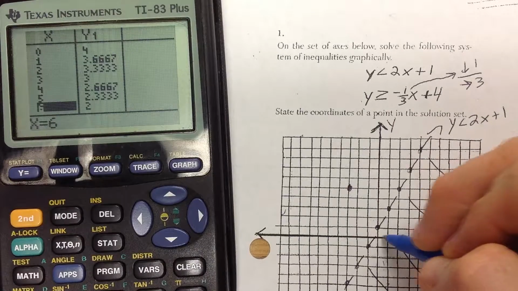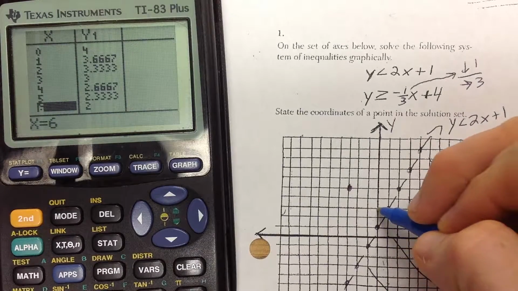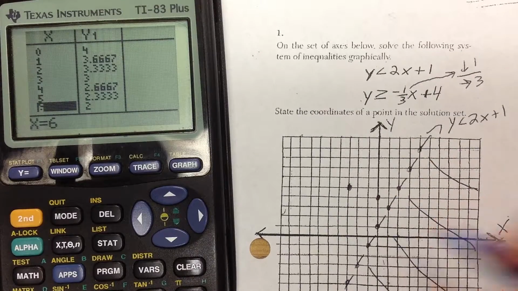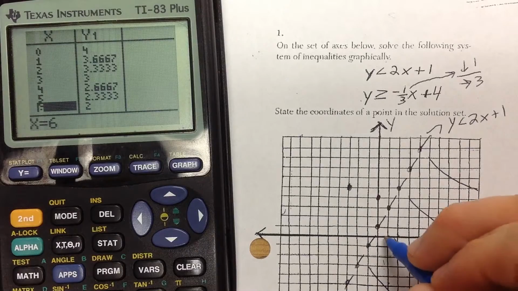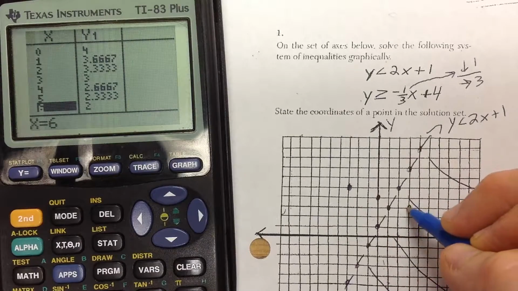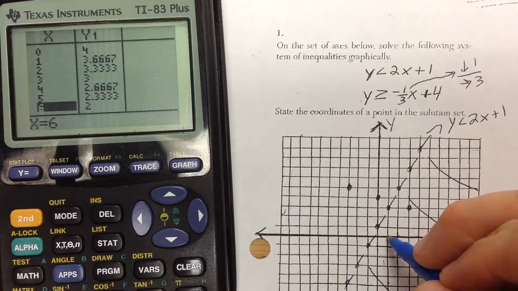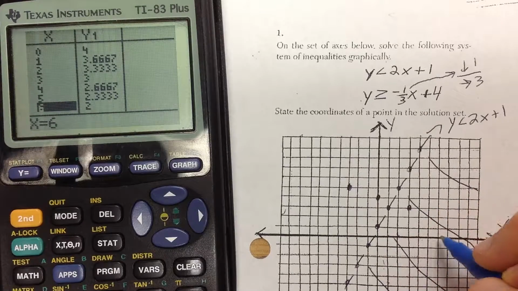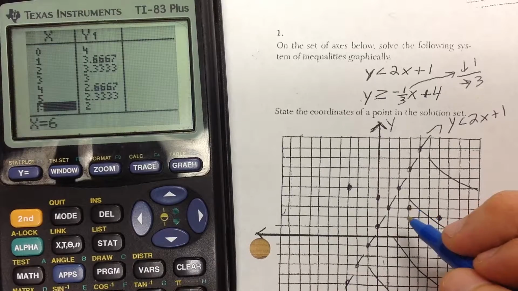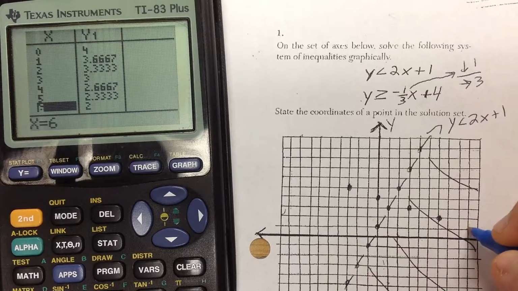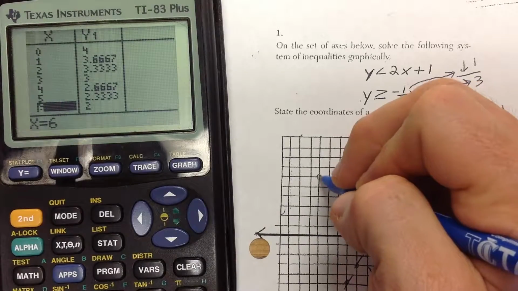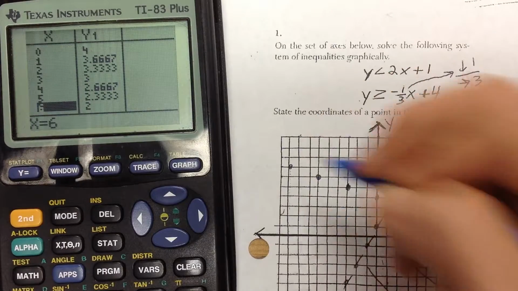0, 4 would mean I don't go left to right at all, but I go up 1, 2, 3, 4. 3, 3 would mean I'm going over 1, 2, 3, up 1, 2, 3. And then 6, 2 would be over 1, 2, 3, 4, 5, 6, up 2. And you can kind of just start to see the pattern there. I'm going down 1, over 3, down 1, over 3, and I could also do the reverse and go up 1, back 3, up 1, back 3.